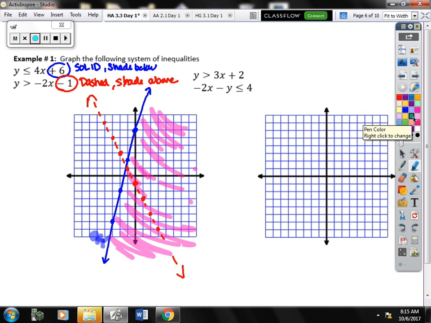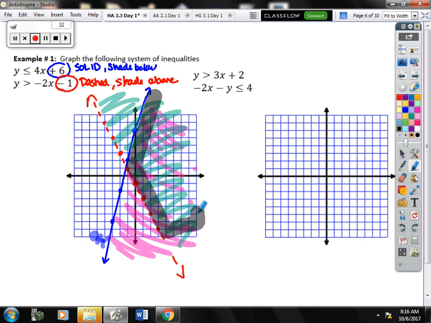And then for this one, I'm shading above the line, so here's my red line. The above part would be up here. And then the final solution is where they both overlap, which would happen here. You want to darken that region so that if I were looking, I can definitely tell that that's the answer. If you want to use different colors, you're more than welcome to. If you want to use color pencils or highlighters.